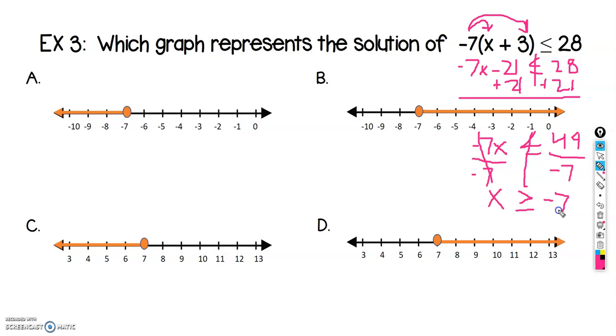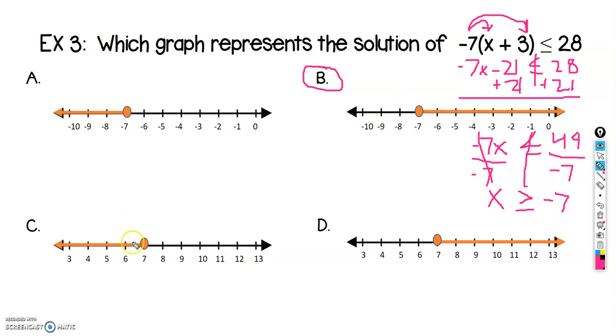Which graph is the same? All of my graphs are using more ink, aren't they? Every one of them is filled in right here. So any one of them could be correct. I'm looking at this. X is greater than, because my alligator mouth is going towards my variable, so I know that I have to go to the right. X is greater than, and it's negative 7. Here it is. It looks like it's B.